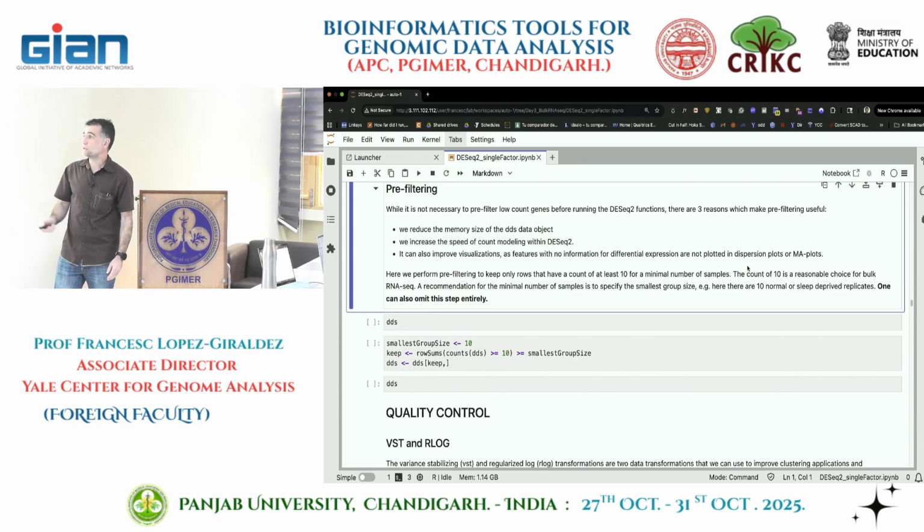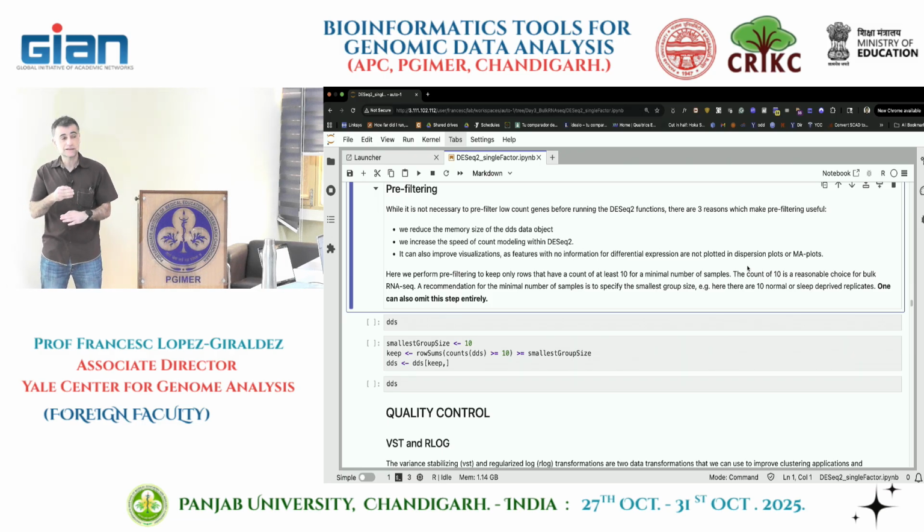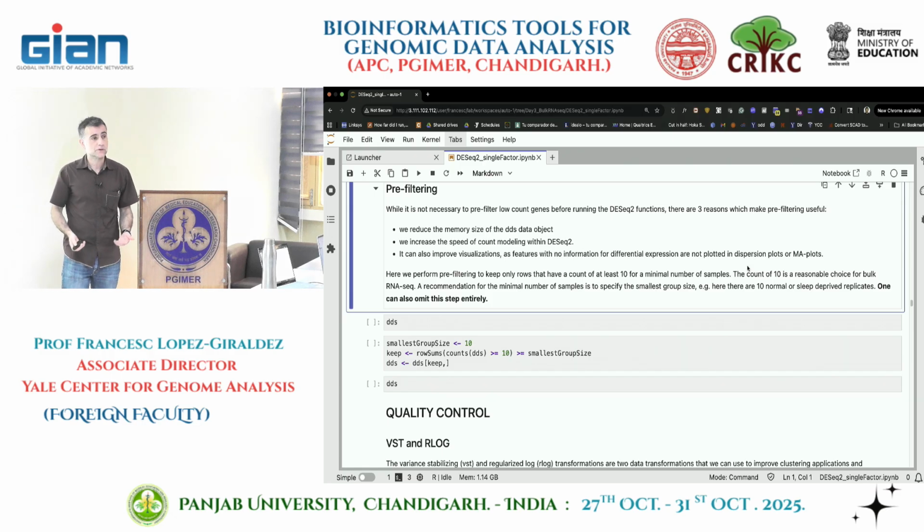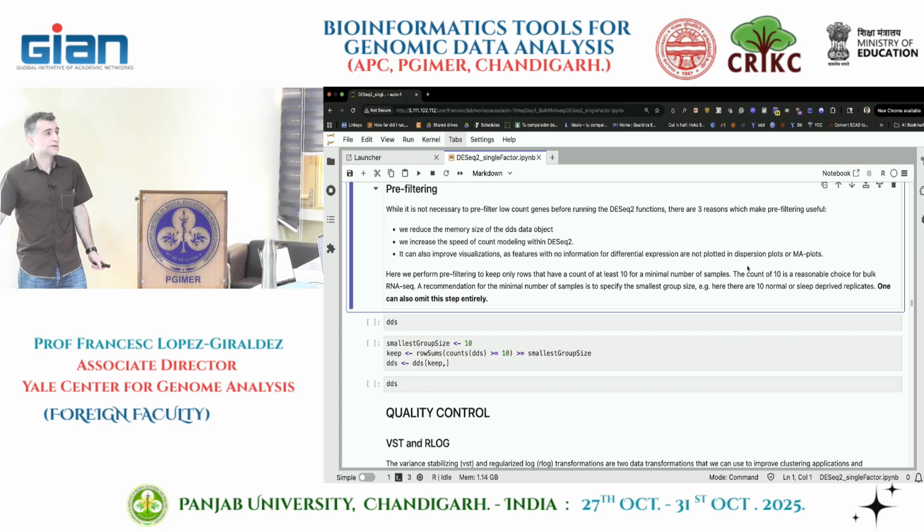So this is one of the ways you could do it. It counts how many samples per row, right? Your samples are columns. How many samples have more than 10 reads? In this case, I'll limit it to 10. If you have at least 10 samples with more than 10 reads, you keep that gene. If not, you throw it away, because there's not enough information for me to do the analysis anyway. So this could be a way to do it. I'll show you because this is one of the recommendations they make. I don't do it.